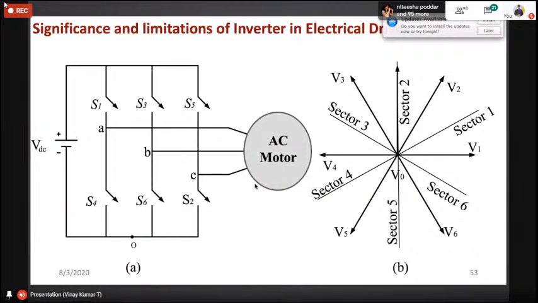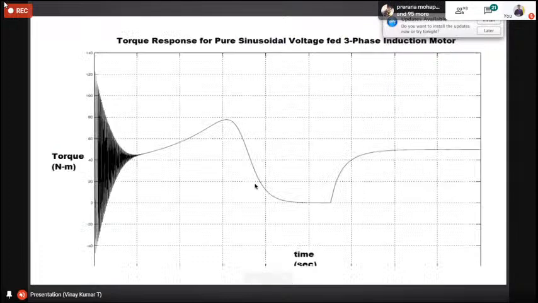Once the inverter is fed to the machine, let us assume that this is the speed torque characteristic of the induction machine without any inverter. This is the breakdown torque, this is called starting torque, this is the steady state torque. After applying the load, generated torque is matching with load torque. So without any inverter, if induction machine is fed with pure sinusoidal sources, then torque response under steady state condition is very smooth. You forget about starting.